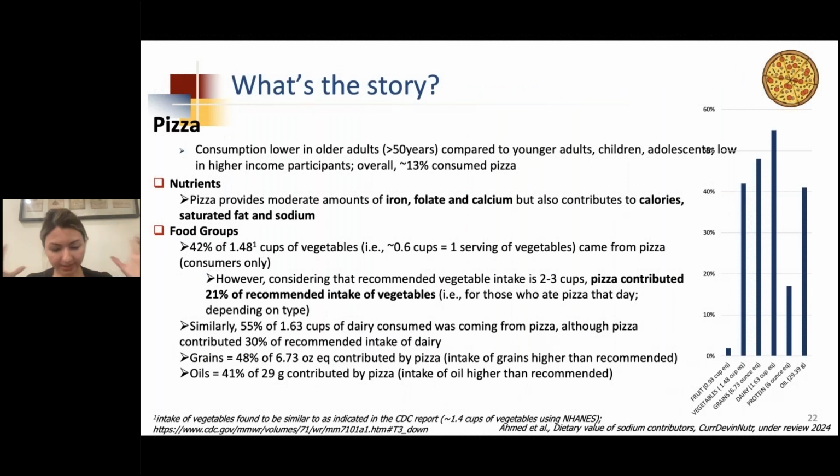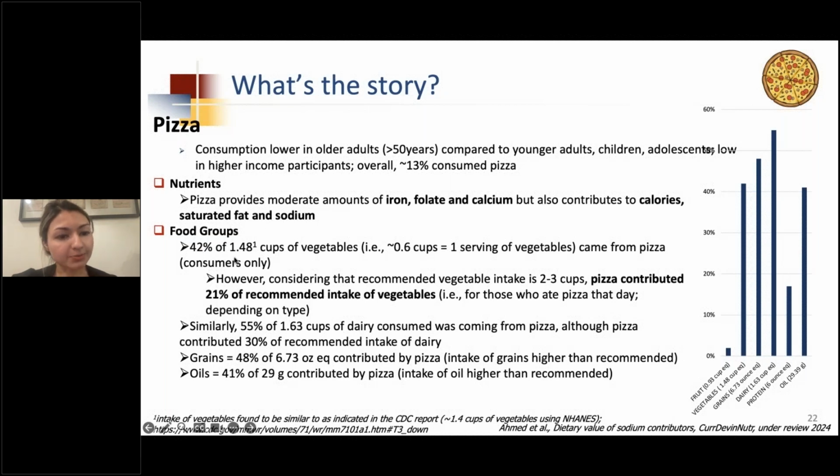Now, overall, bringing all the results together and showcasing what's happening, we know that pizza consumption was lower in older adults compared to younger adults, as well as children and adolescents, and it was also low in higher income participants. The nutrients that pizza provided were moderate amounts of iron, folate, and calcium, but it also contributed to calories, saturated fat, and sodium. But in terms of food groups, you can see it was providing about 42% of the 1.5 cups of vegetables that were consumed, which translates to contributing about 21% of recommended intake of vegetables right over here.